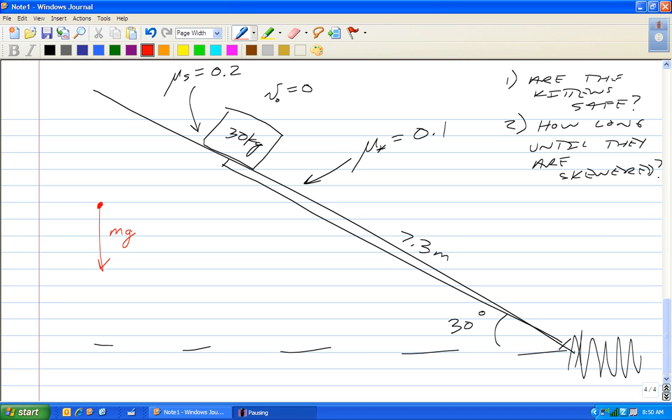So mg is on the crate. What else? Friction and normal are in which direction? Normal is, by definition, perpendicular to the incline. And friction, by definition, is perpendicular to normal and up the incline, opposing the motion down the incline.